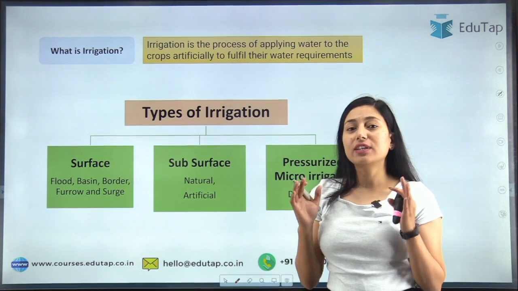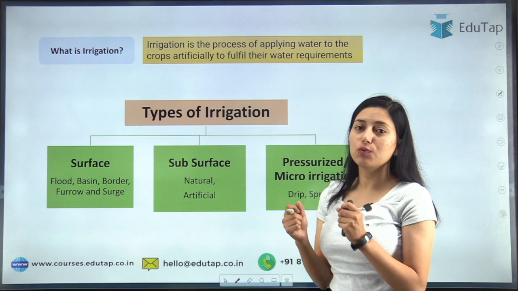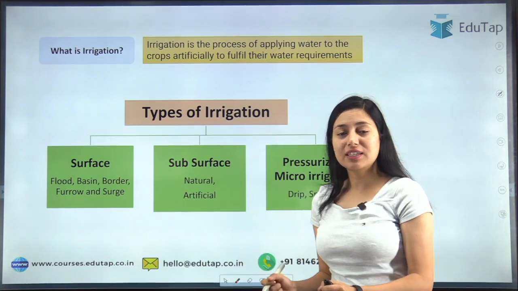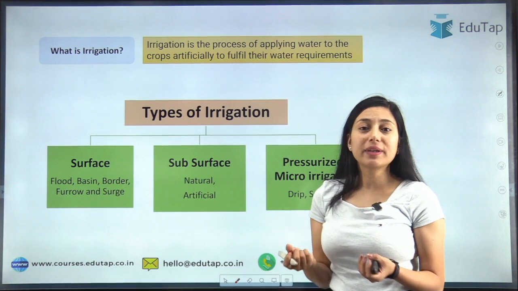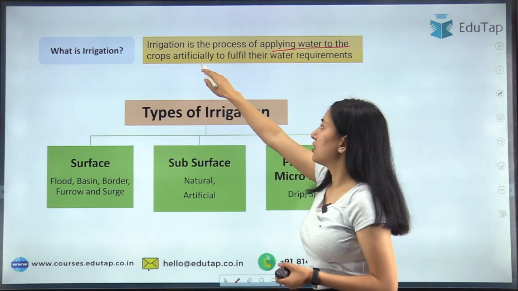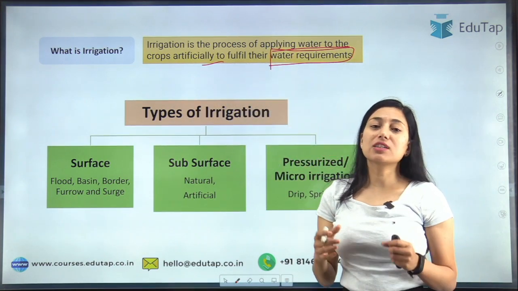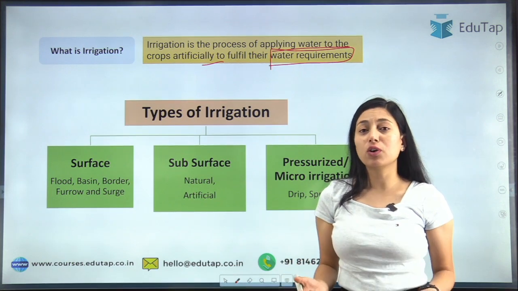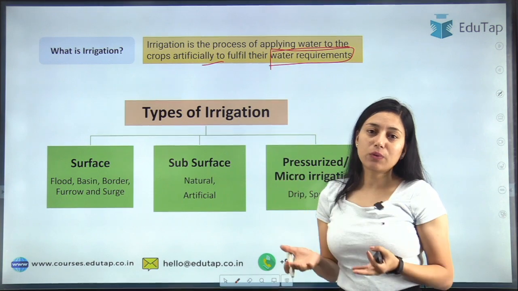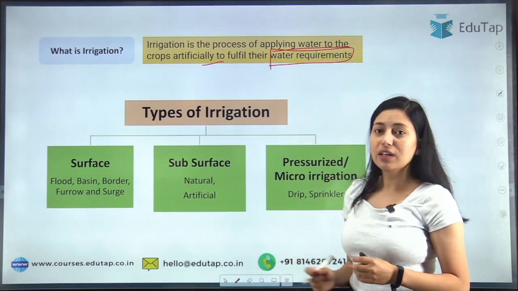First students, I'd like to tell you what is irrigation. So basically irrigation is the artificial application of water to the crop. Why are we applying water artificially? Because to meet their water requirement. Okay, so irrigation is a process of applying water artificially to crops to fulfill their water requirement. Okay students, every crop has its own water requirement and the soil does not hold so much water to fulfill the water requirement of the crop. So we have to apply water artificially. So that process is known as irrigation.